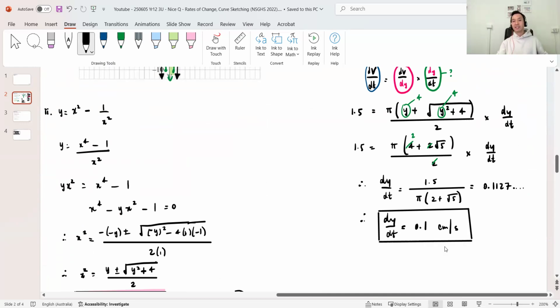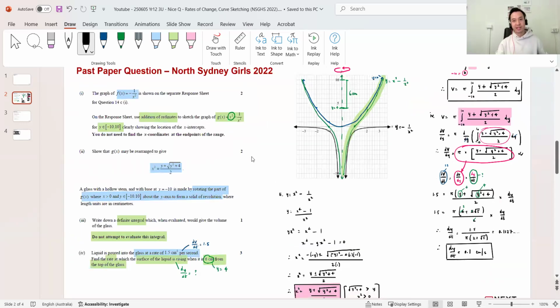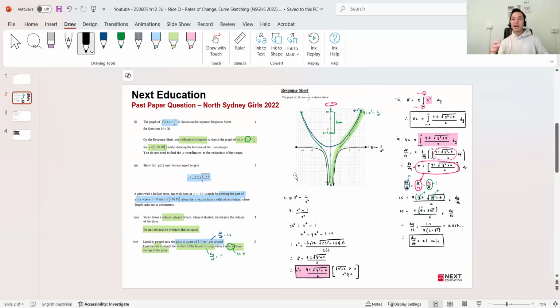Guys, how's that? Nice and difficult, right? That's hard, because they didn't give you an expression for volume. They gave you a volume in terms of the integral, but when you differentiate the integral, you get the expression back. Guys, but that's how you do it. Hopefully that was a nice question that combined curve sketching, volumes, and rates of change.